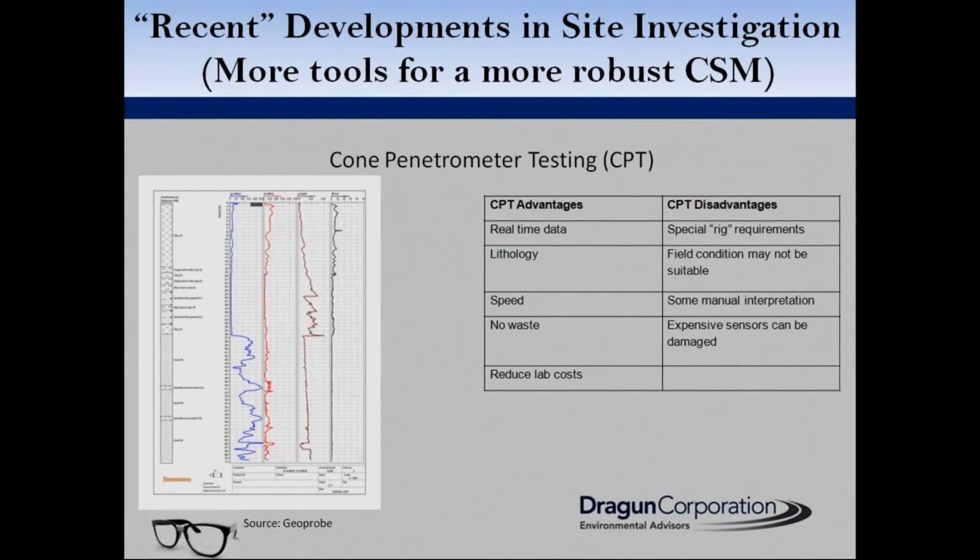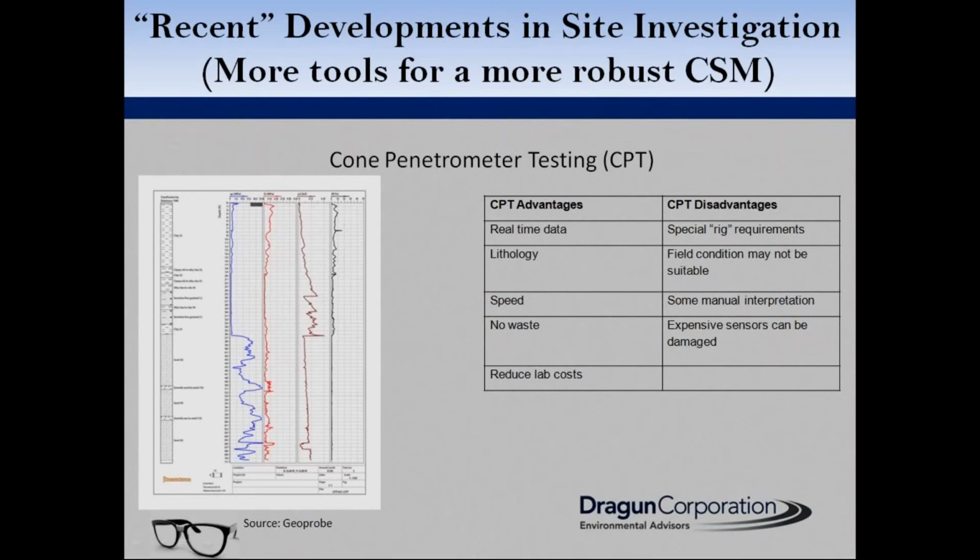And ultimately what you end up with, as you see in this slide on the left-hand side, is you're collecting 4 different sets of parameters, and the software then analyzes that data and creates a geologic log, as you can see on the far left-hand side. So this allows us to basically go out to a site and collect real-time data. We can advance a lot of soil borings using this method quickly across a site.